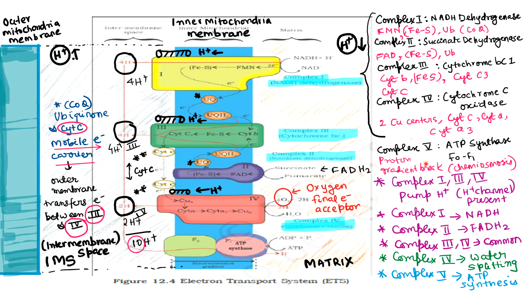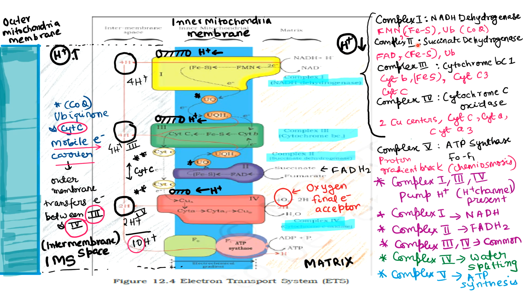So this complex 5 helps in just making the ATP through the proton pumping, which happens, and it gets its energy from the proton gradient, hence releasing the ATP.